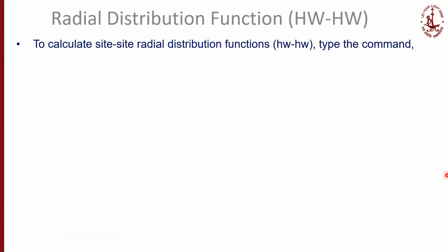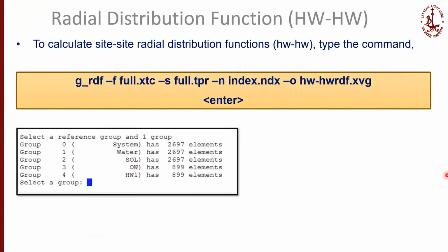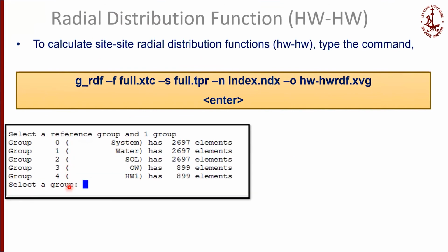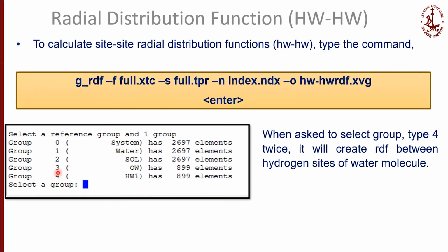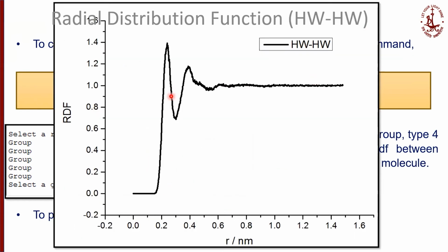Then the last one remaining is hydrogen, water, hydrogen, water. So instead of selecting 3 and 4, you will select 4 and 4 in the index file. Then you will plot the graph. And of course, please don't forget to change the file name as well. If you plot, you get a graph like this for hydrogen, water, and hydrogen, water.